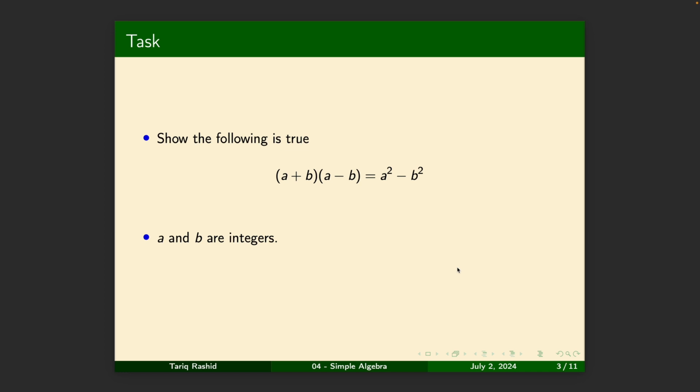Here we've got an expression on the left, a plus b times a minus b. A and b are integers. You might recognize this as the identity for the difference of two squares. So this equals a squared minus b squared. It's kind of school level maths. You don't have to remember it. It's just a fun little thing. So what we want to do is see if we can use Lean to prove that this does equal this if a and b are integers.